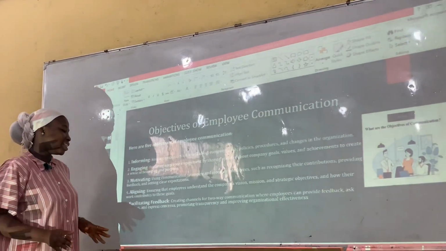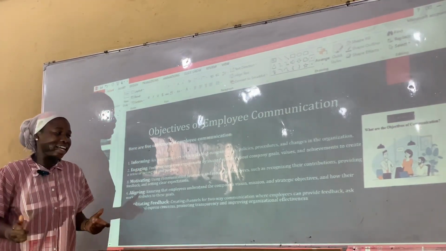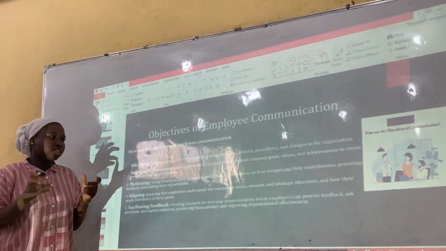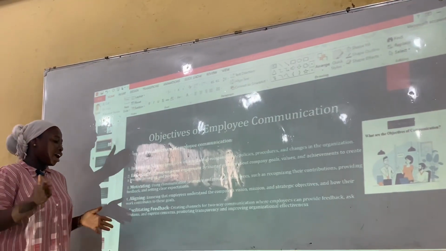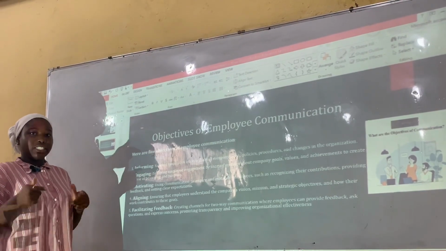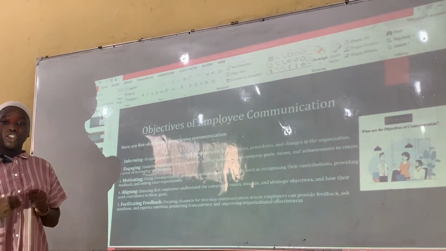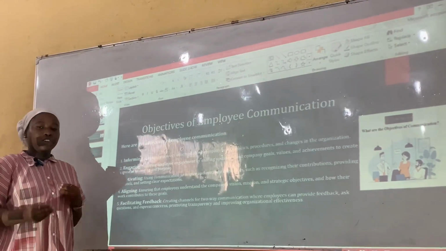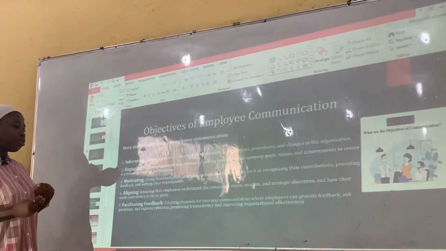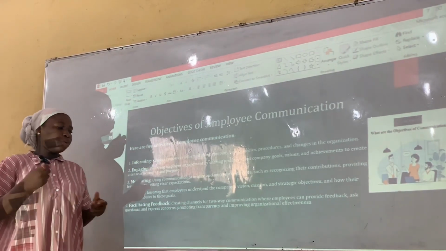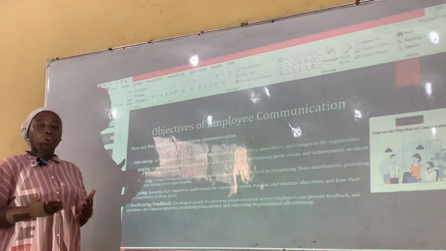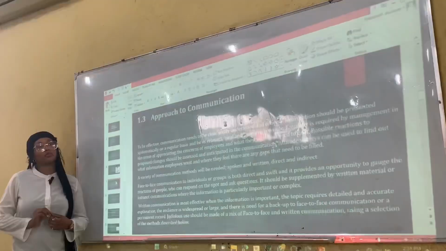4, we have aligning. This has to do with ensuring employees understand the company's vision, strategies, and objectives, and how their work contributes to these goals in the organization. 5, facilitating feedback. This is a two-way communication channel where employees can provide feedback, ask questions, and express concerns, promoting transparency and improving organizational effectiveness.